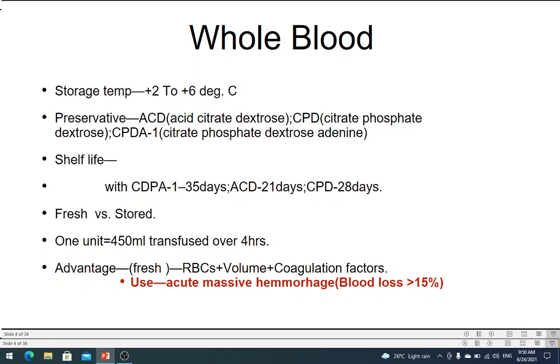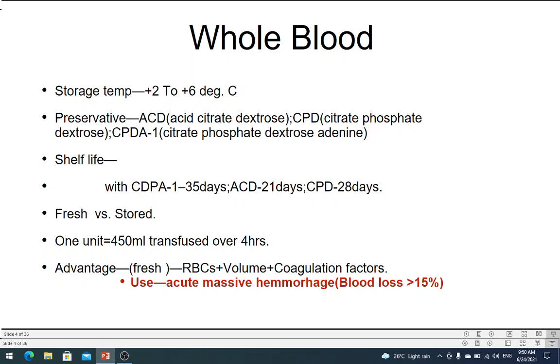You understand? So you have to prevent clotting, and then you can probably also add a preservative to keep the blood viable for a longer time. So what was used in the olden days, when I say old, I mean fairly recent past, is acid citrate dextrose.